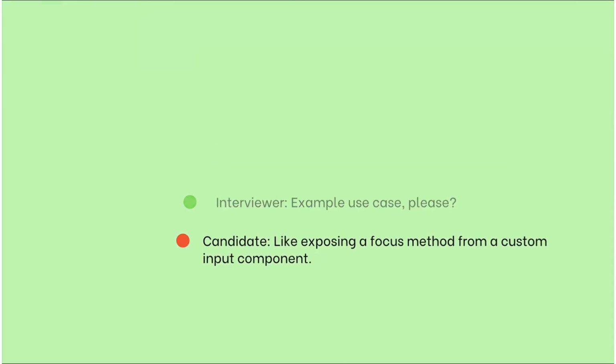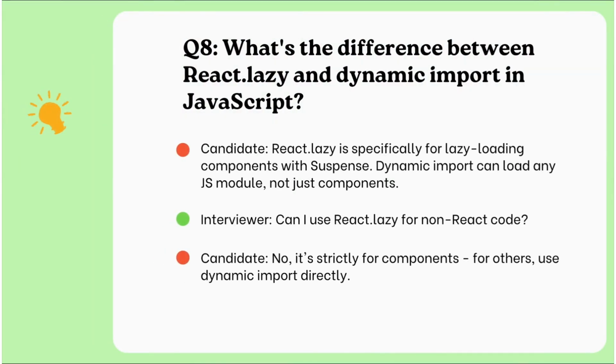What's the difference between React.lazy and dynamic import in JavaScript? React.lazy is specifically for lazy loading components with Suspense. Dynamic import can load any JS module, not just components. Can I use React.lazy for non-React code? No, it's strictly for components. For others, use dynamic import directly.